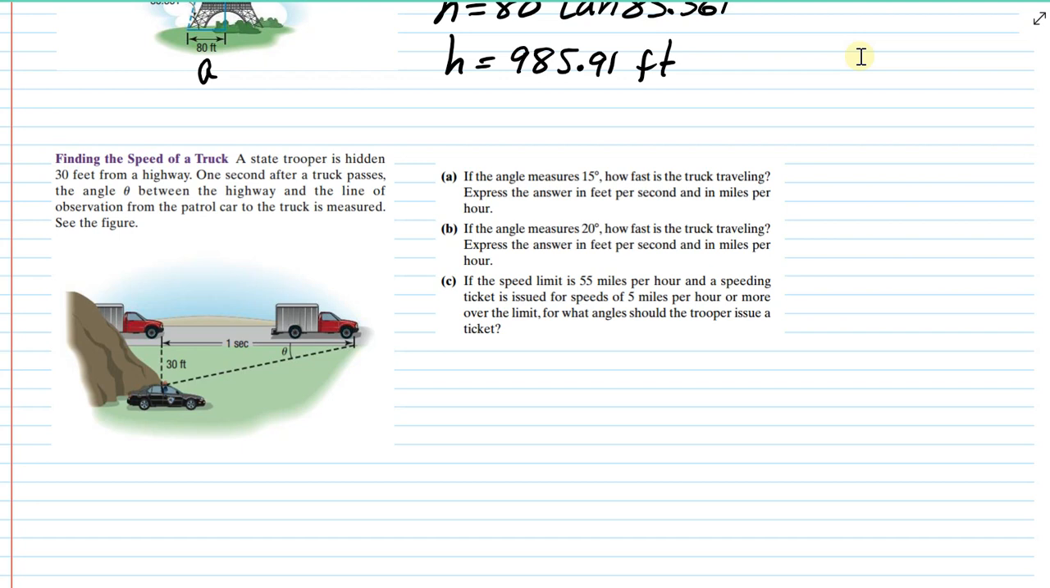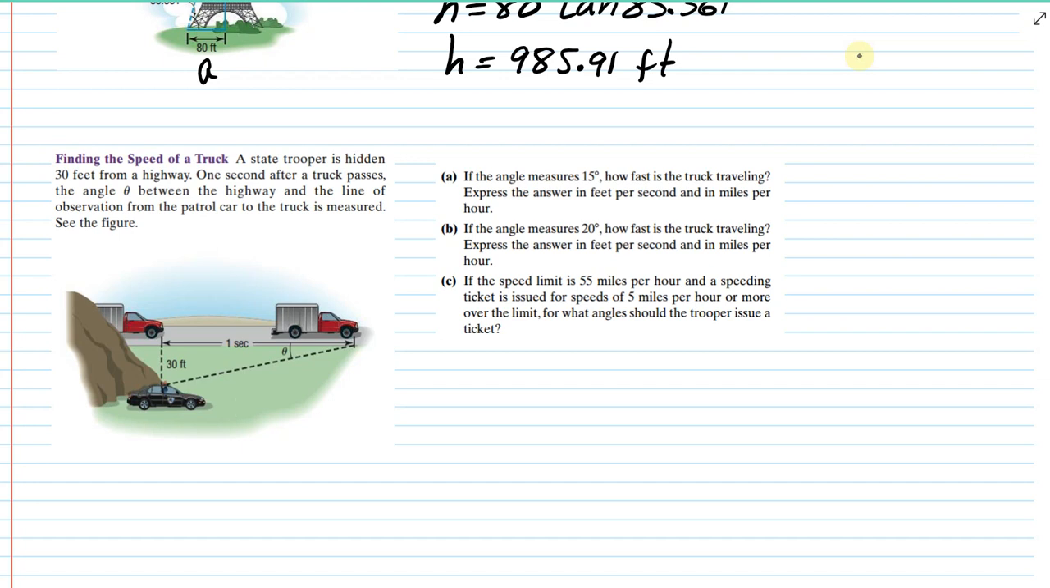The question reads, a state trooper is hidden 30 feet from a highway. So here's a state trooper. Something they do well is to hide and catch those who go over the speed limit. 1 second after a truck passes, the angle theta between the highway and the line of observation from the patrol car to the truck is measured. So there we have it. This is the measure of the angle from the patrol car to the truck.